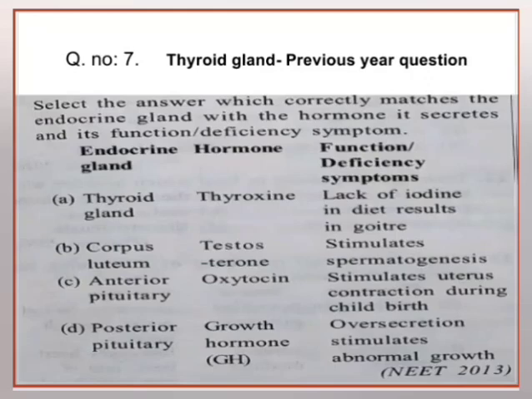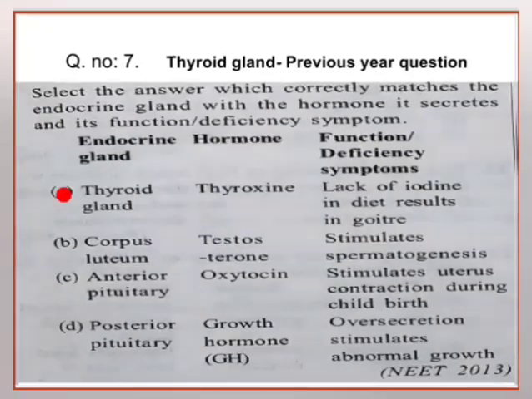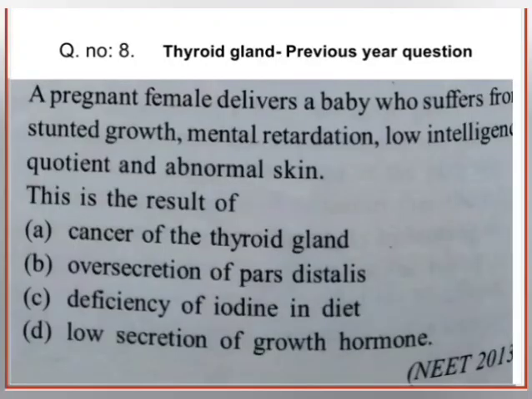Option B, corpus luteum secretes the hormone testosterone. It is a wrong answer because the corpus luteum is present in the female ovary and it secretes progesterone. Option C, anterior pituitary secretes oxytocin hormone. This is also wrong because oxytocin is secreted from the posterior pituitary lobe. Option D, posterior pituitary secretes the growth hormone. That answer is also wrong because the growth hormone is secreted from the anterior pituitary gland. So the correct answer is option A, the thyroid gland secretes the hormone thyroxine and the symptom, lack of iodine in diet, results in goiter.